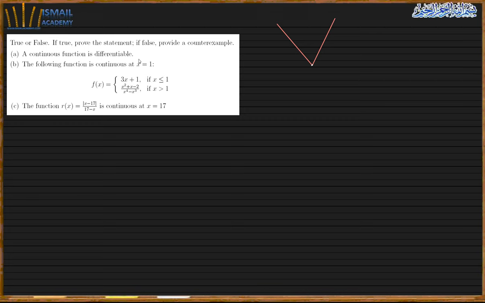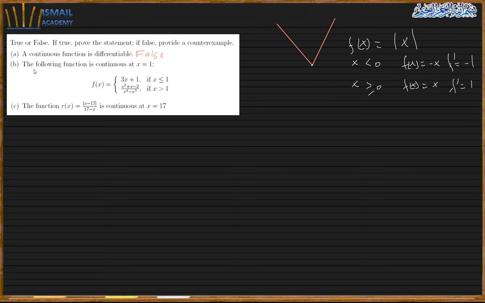So this is not true, because if I choose the function f of x equal absolute value of x, at 0 we have two different derivatives. When x is less than 0, f of x is minus x, and f prime is minus 1. And when x is greater than or equal to 0, f of x is just x, and f prime is 1. As you see, the left side and right side derivatives are not the same at 0. This is why the first statement is false. But if they told you differentiable implies continuous, yes, because every differentiable function is a continuous function.